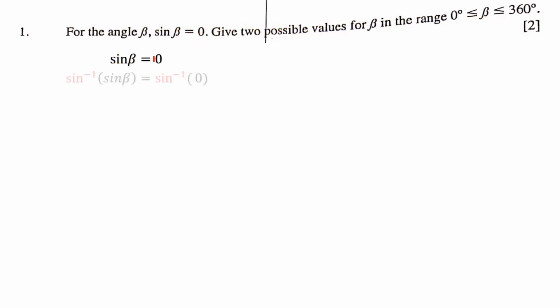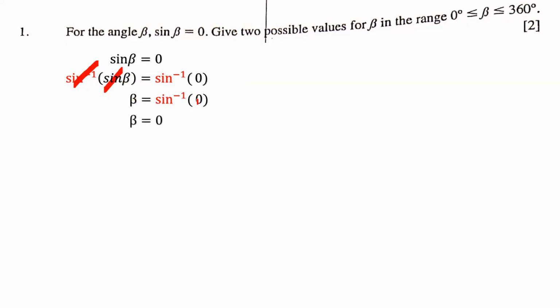What we could do is take the sine inverse of both sides. So we are basically doing the opposite of sine, taking its inverse. We take the sine inverse of this side and the sine inverse of this side. And so the sine inverse and the sine are going to cancel out each other, leaving us with just beta. So beta is equal to sine inverse of 0.